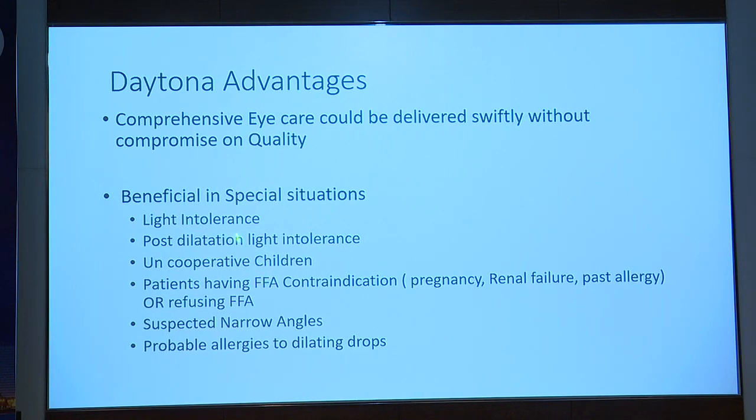Patients who are not tolerant to light, patients who have problems following dilatation, they don't want to get dilated because they have to drive back home. Uncooperative children, patients having contraindications for FFA like pregnancy, renal failure, past allergy, or who just refuse FFA. All suspected narrow angles now, they don't have to wait for me to decide whether this angle is narrow or not, whether the patients can be dilated or not. We can straightaway do their Daytona, and then they can come to me, and later on I can decide whether it can be dilated or not if necessary.